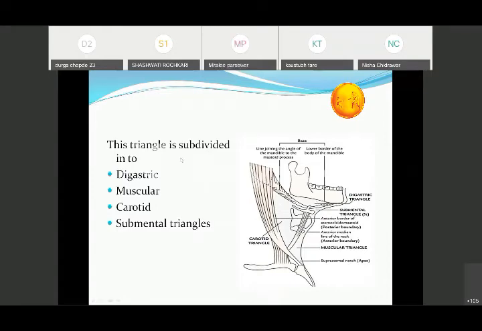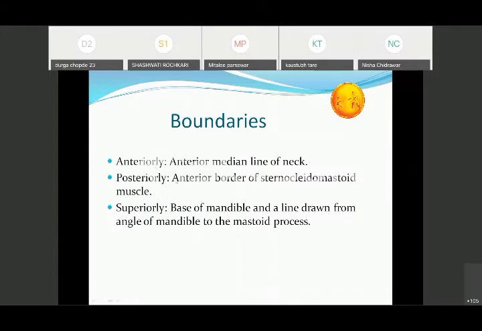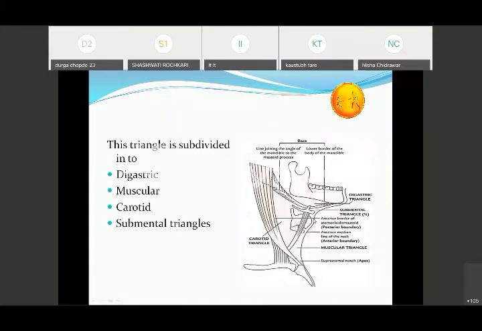Okay, so I am repeating the boundaries. Anteriorly, the anterior median line of the neck. Posteriorly, the anterior border of the sternocleidomastoid muscle. Superiorly, the base of the mandible and a line drawn from the angle of the mandible to the mastoid process. So this is the area of the triangle.